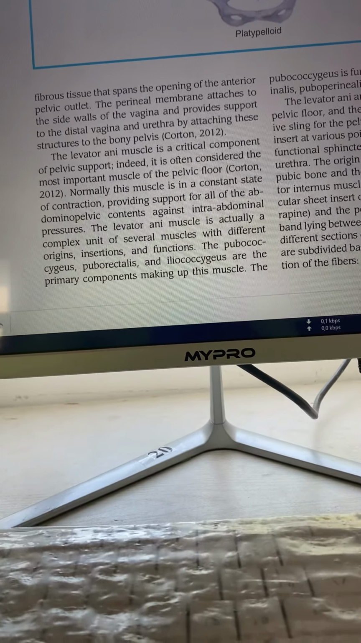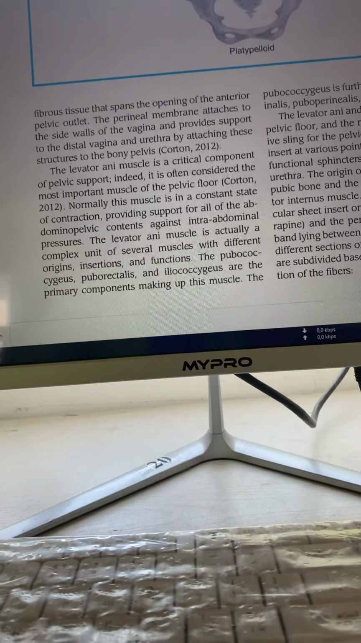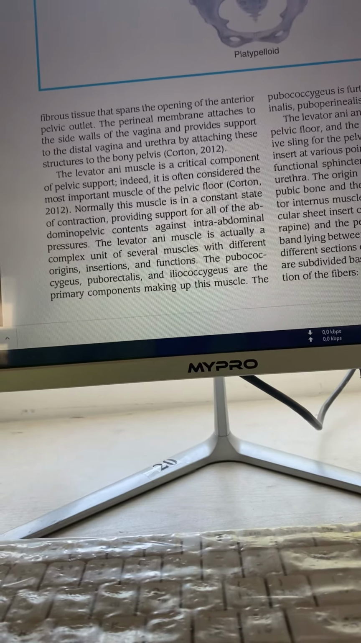Corton 2012. The levator ani muscle is a critical component of pelvic support. Indeed, it is often considered the most important muscle of the pelvic floor.